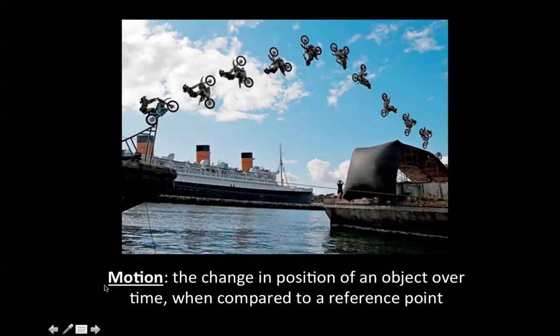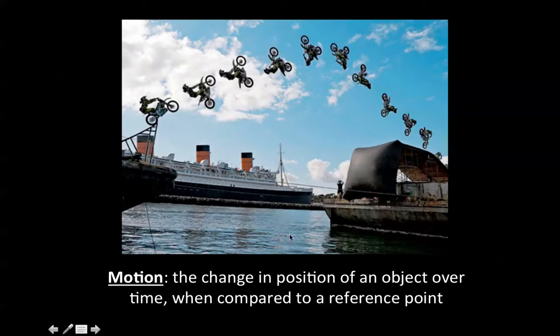So the first thing you want to write down is motion, which is the change in position of an object over time when compared to a reference point. So this is a bunch of pictures of the same motocross guy put together. At first he starts to the left of the big ship. At his highest position, he's at the right of the ship, and when he's finished the jump, he's way to the right of the reference point.